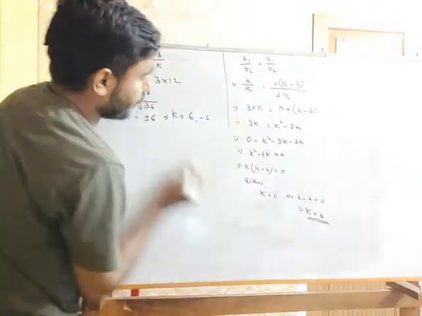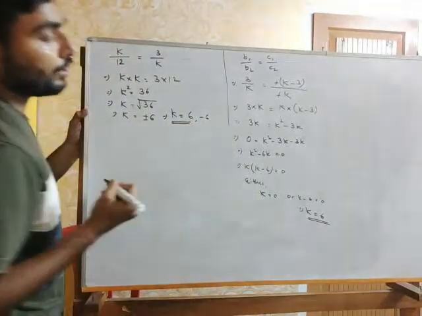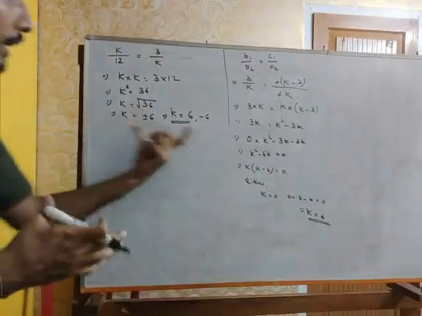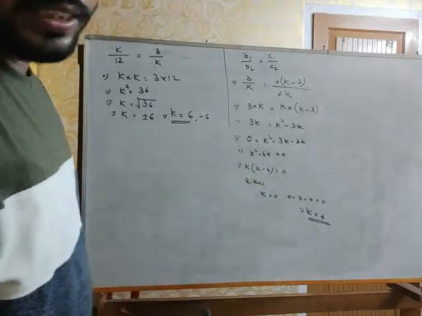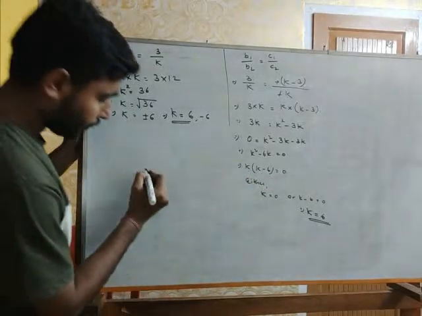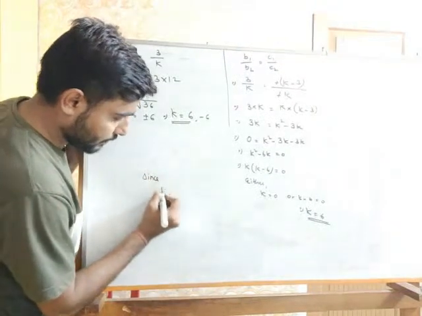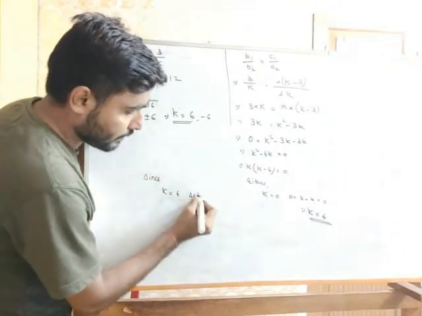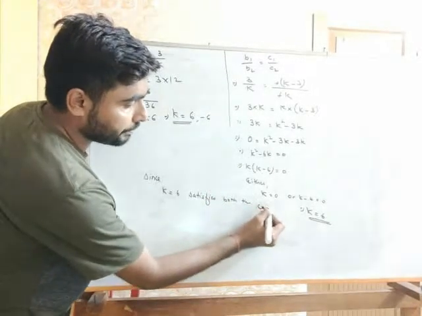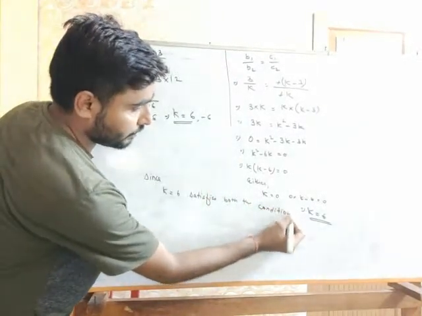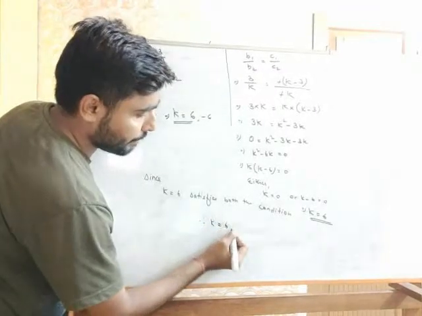K is equal to positive 6. In both conditions, which value of k is satisfied? Obviously k is equal to 6 satisfies both the conditions. So we'll write: since k equal to 6 satisfies both the conditions, therefore the value of k will be 6.